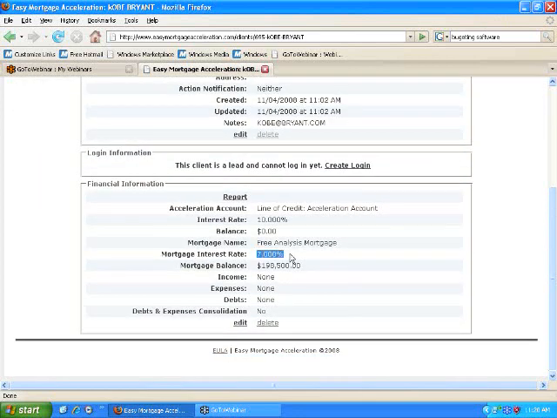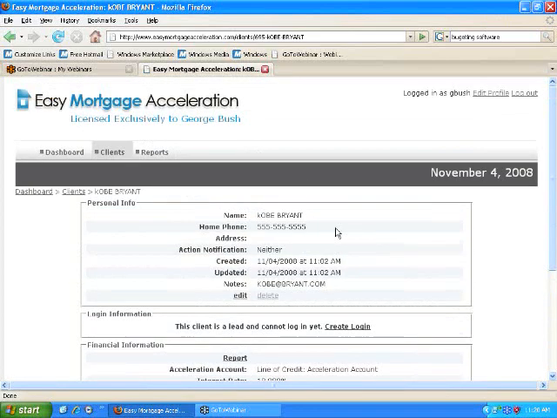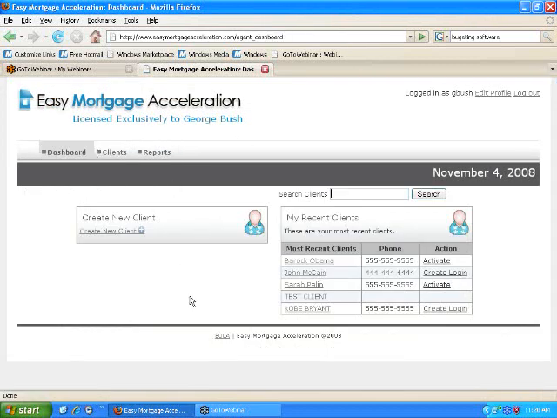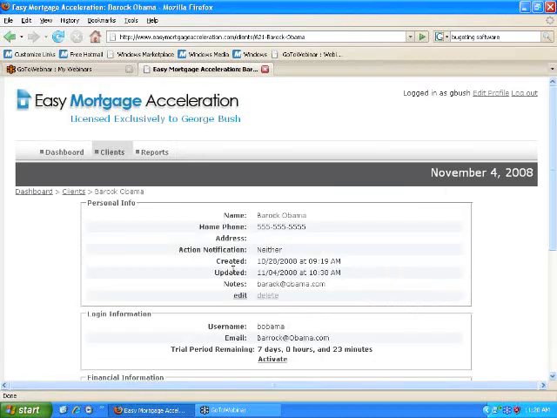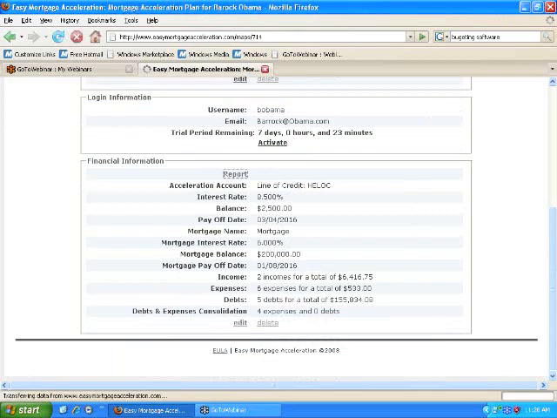Here's his email he put in there, his phone number, his information regarding his mortgage. He had a 7% interest rate, and he had $198,500 on his mortgage. Okay, at this point you can look and see, we have a client that's put in their information. You can get a hold of them and start working with them. Okay, let's come back out here to his dashboard, and let's jump into Mr. Barack Obama's scenario.